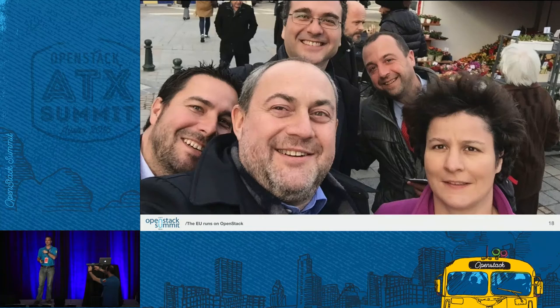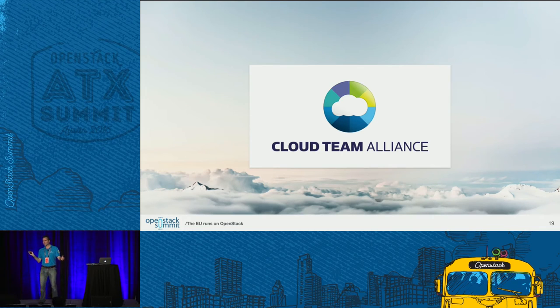This is actually a selfie we shot in front of the EU Commission the first time we were invited after the award. We have, from the left, Diego Cabezudo from Gigas, Alexandre Steiner and Delphine Goujon from Numergy, and on top me, and Ivan Botta, the CEO of Enter, is here with me today. Together we built the Cloud Team Alliance.